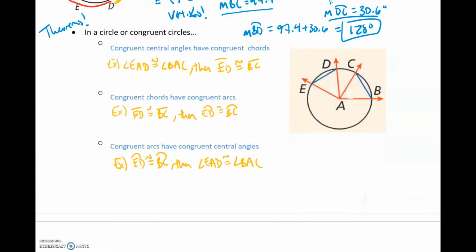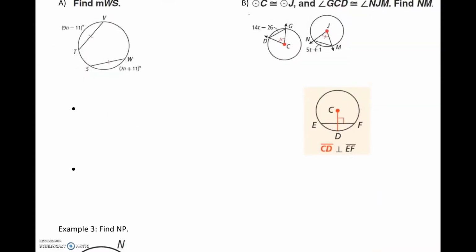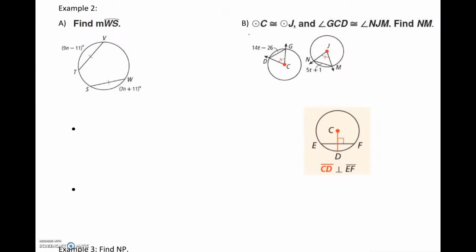All right, let's move on to some examples and kind of finish off what we're doing here with arcs and chords today. If you look at example 2a, we're looking for the measure of arc WS, and as always, look at what the diagram tells you. It's telling you we've got congruent chords. We've got these marks: TV is congruent to SW, these chords.